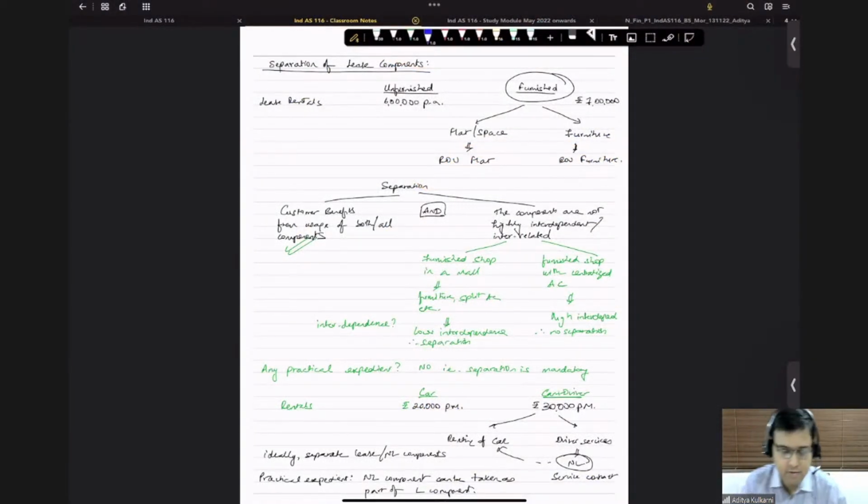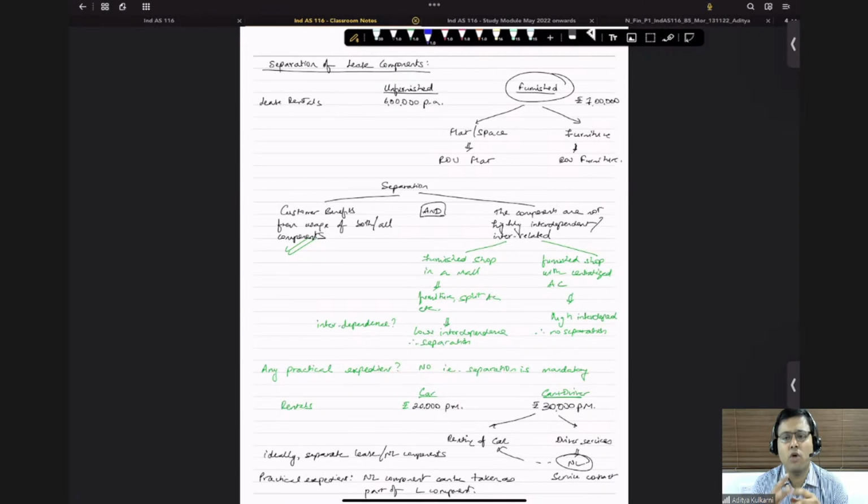Good morning, everyone. Today is the second session on Ind AS 116, that is leases. So in the previous session, we had discussed essentially what is a lease. A lease is a right to use an identified asset for a particular period of time, in exchange for which there is a consideration that flows from the lessee to the lessor. So this is what is a lease.